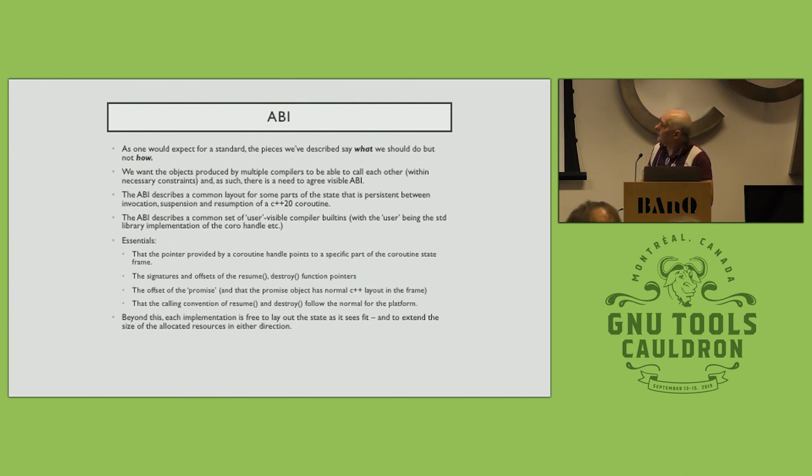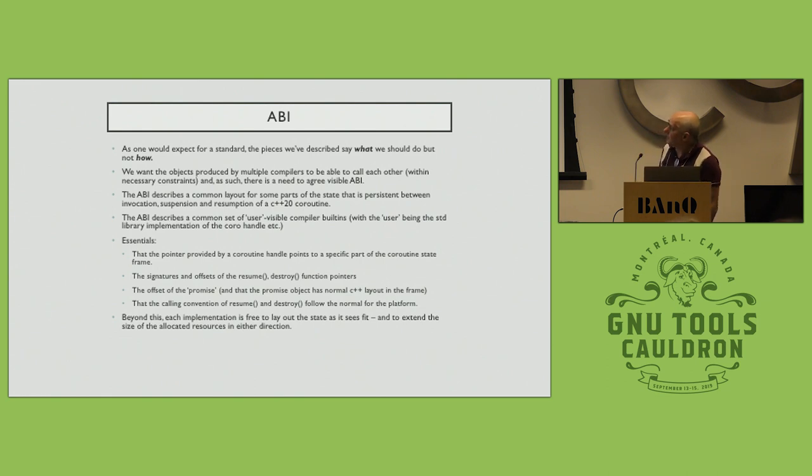What we describe really is that a minimal part of the coroutine state has to be laid out in a particular way so that one compiler can know that it can resume a coroutine which was compiled by another compiler. We also describe a common set of built-ins, because the header part of the library needs a few of the built-ins, and rather than everybody having their own name for them, it makes sense that we all keep the same name, and therefore conceivably Clang can compile GCC's headers and vice versa.